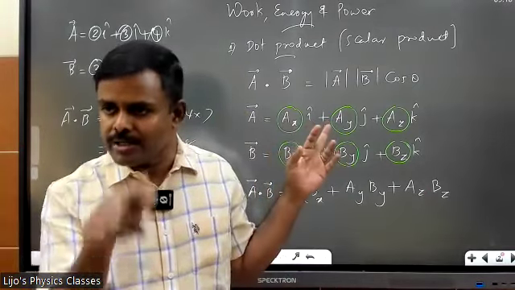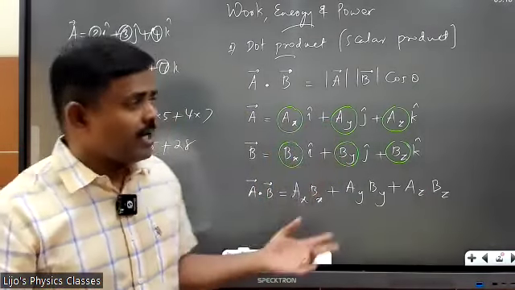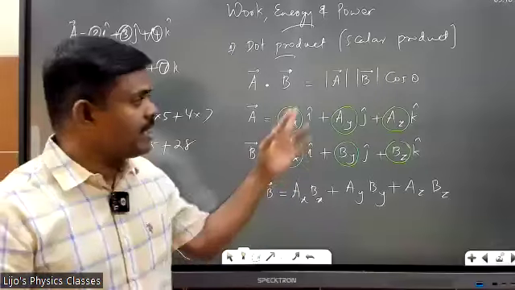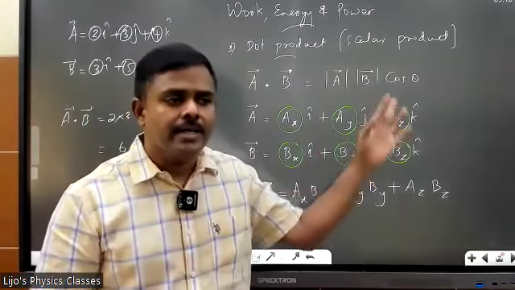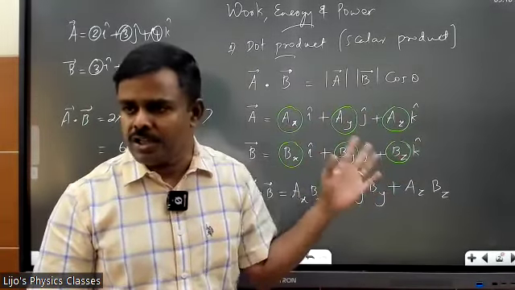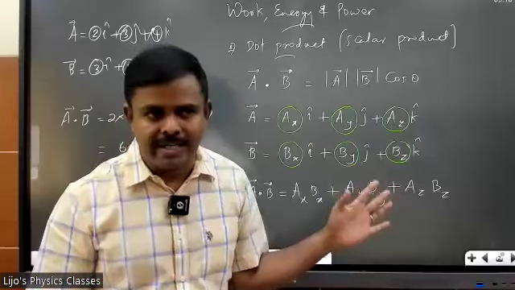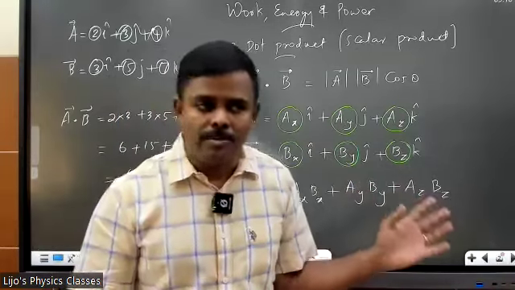A cross, you put a cross mark. We will see it later. Okay. This is A dot B. A dot B is mod A mod B cos theta. That is the definition of dot product. Mod A, and say it again, mod A mod B cos theta.